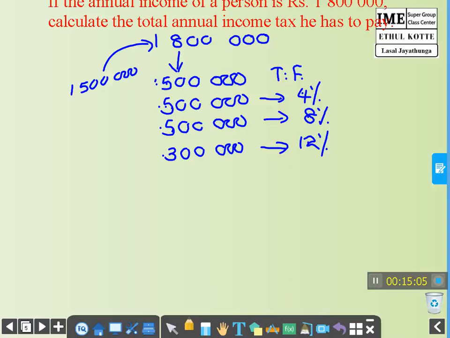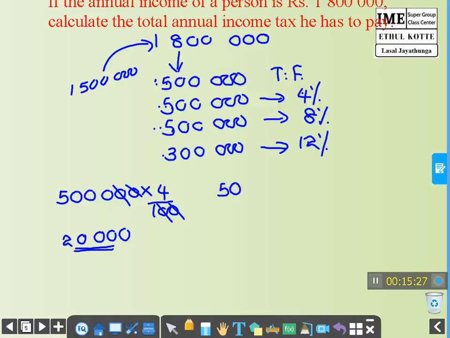Right, first stage tax free. For the second stage, 500,000 into 4%. 0 to 0, 0 to 0. 5,000 into 4 is 20,000. 20,000. Third stage, 500,000 into 8%. 0 to 0, 0 to 0. 5,000 into 8, 40,000.